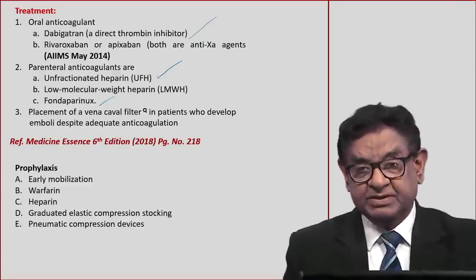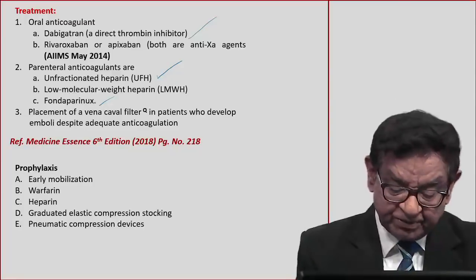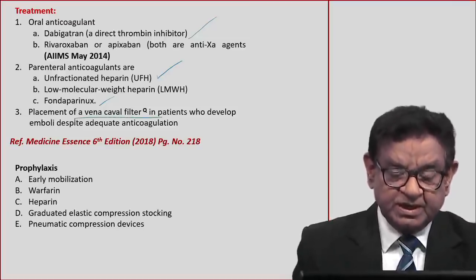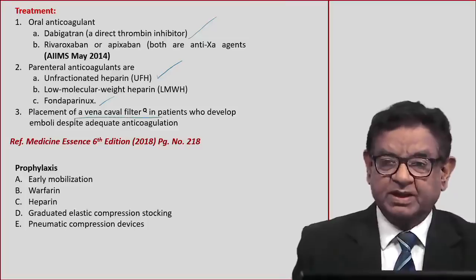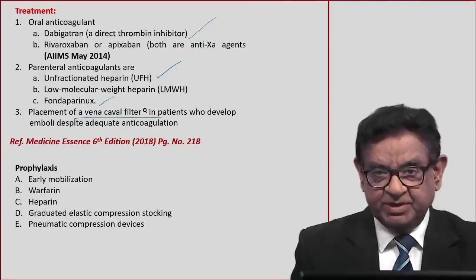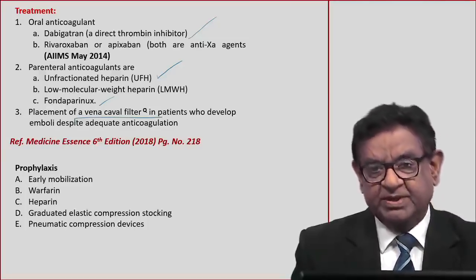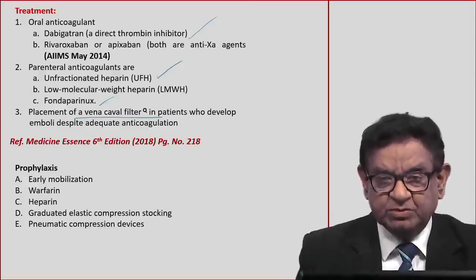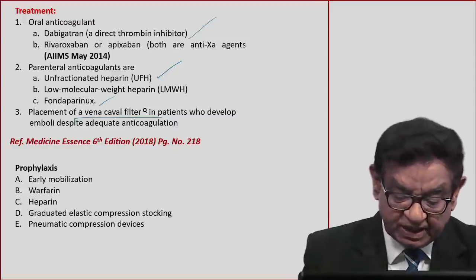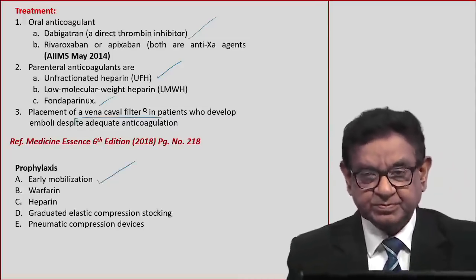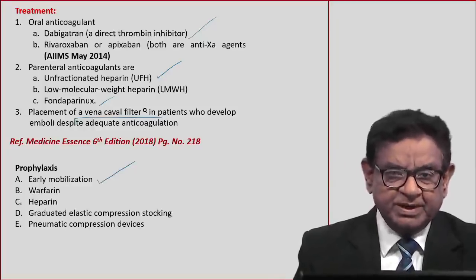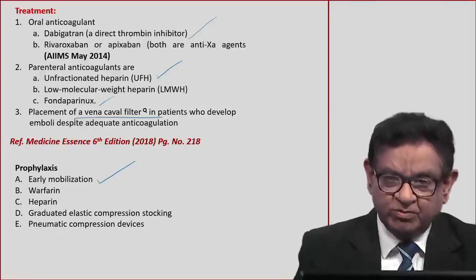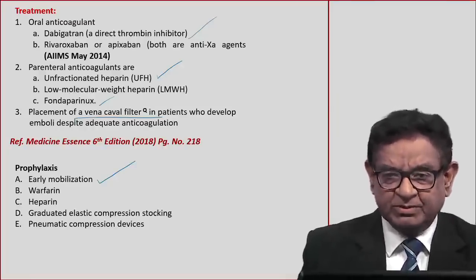And if the patient has a recurrent problem, then we can even keep a vena cava filter so that the embolism does not reach the right heart. But this again we use as a prophylactic measure in cases where a recurrent problem is there. But traditionally what we use as a preventive measure is early mobilization. Suppose the patient has been operated, the patient should be made to walk as early as possible, depending on what type of surgery it is.